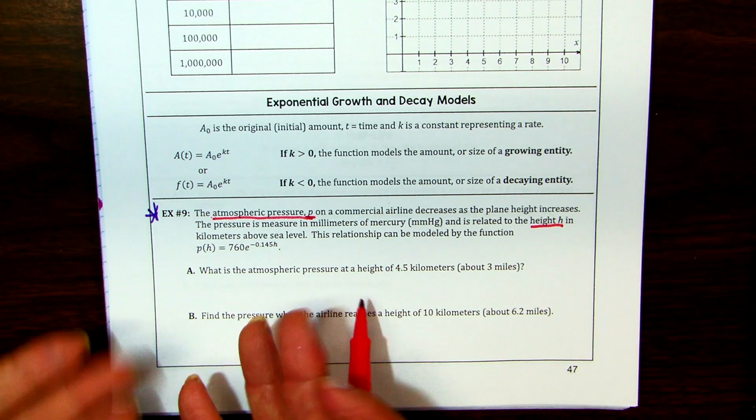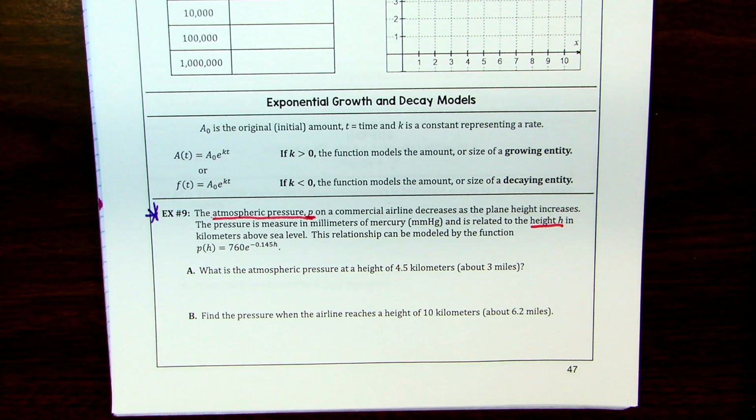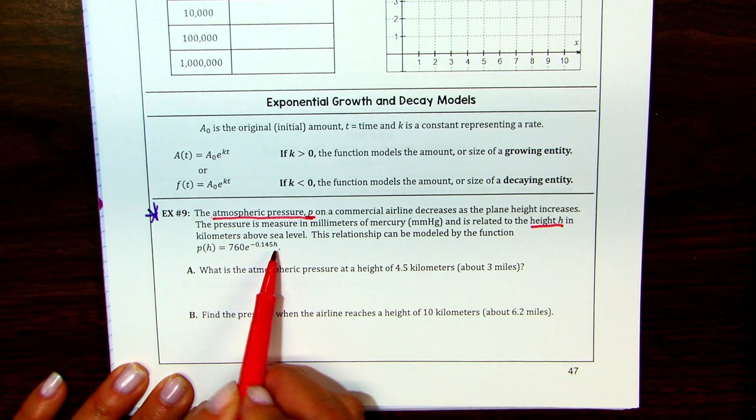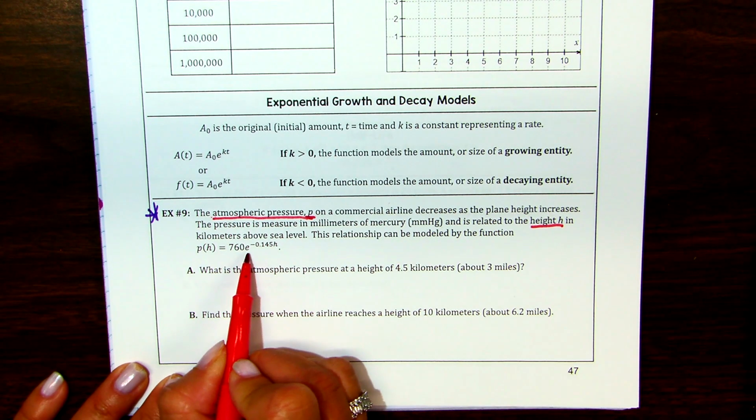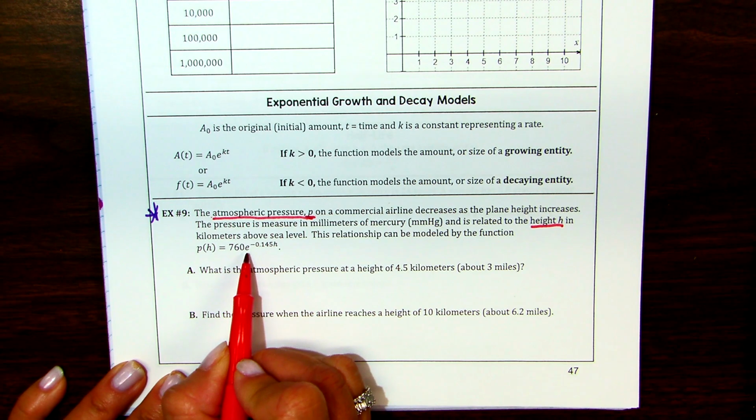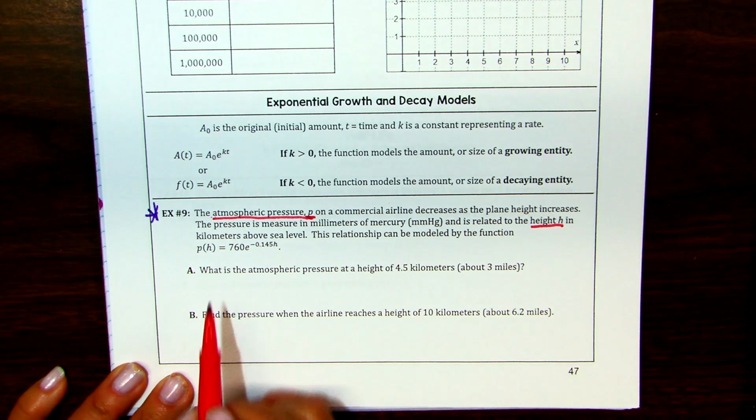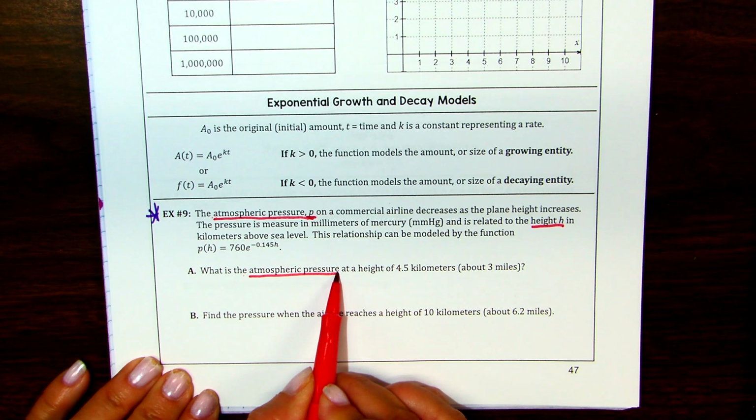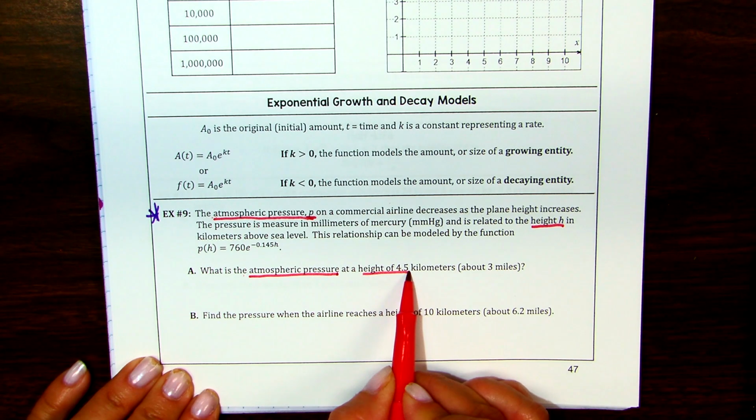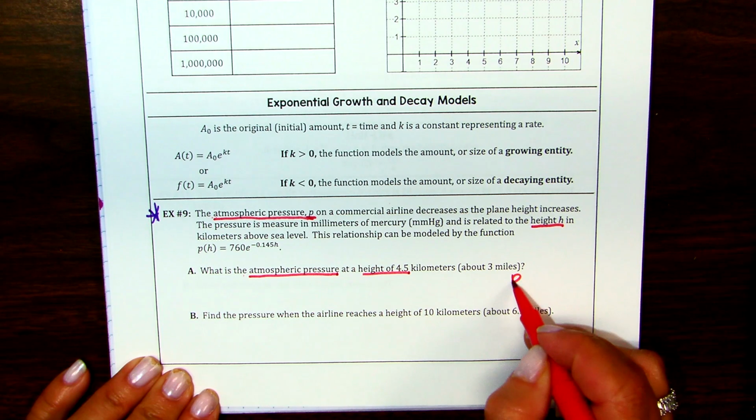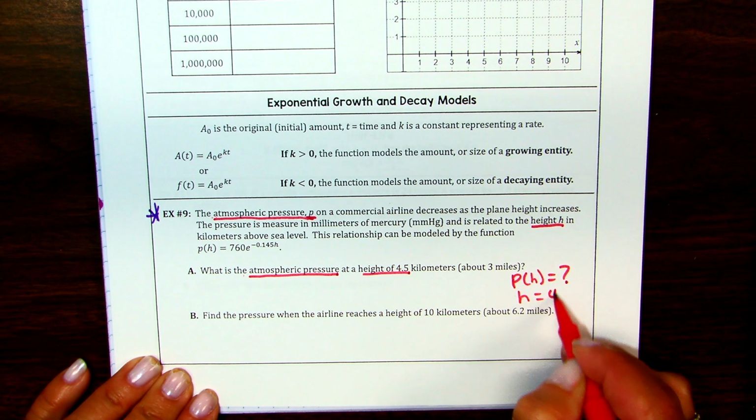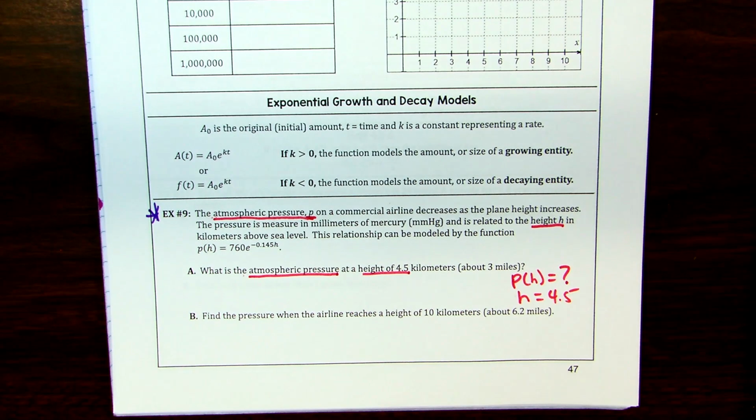Okay, so they gave us the equation, and they're going to ask us some questions about it, okay? So P of H, that's my atmospheric pressure. H is height. And there's another letter in there, but it's not a variable. That's a button on your calculator. It's actually a number, okay? So here's the question. What is the atmospheric pressure at a height of 4.5? What is the pressure when the height is 4.5? Right? That's what they're giving us.